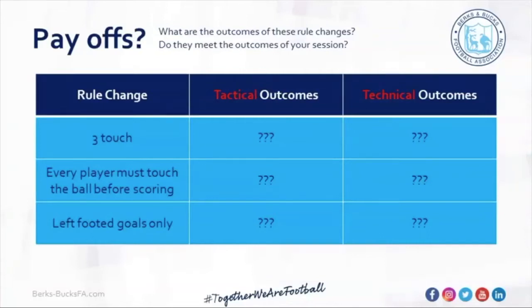Tactical outcomes for those, we get technical outcomes, but as we all know in our groups, there'll be some players that need more than 3 touches. So what are we doing to those players? Eventually they're going to go, I don't want the ball. Or it goes down to 1 touch only.